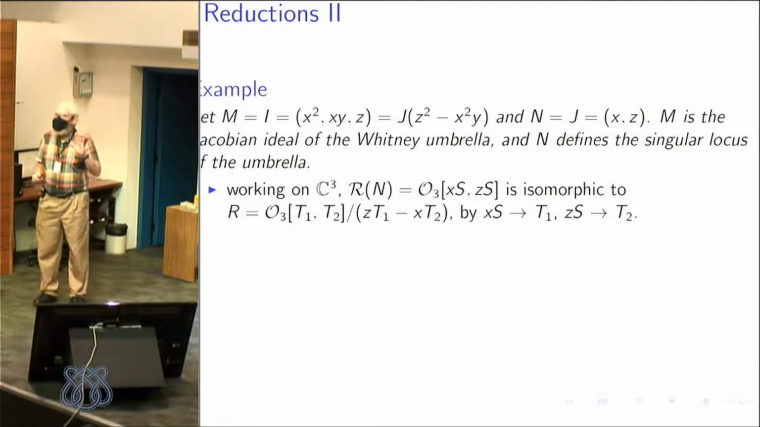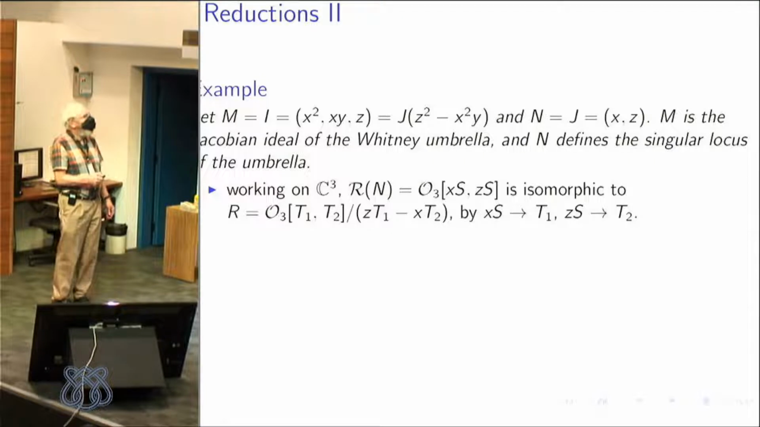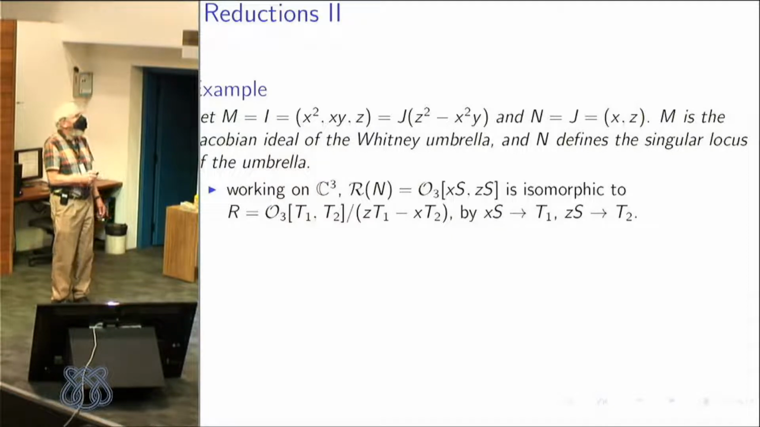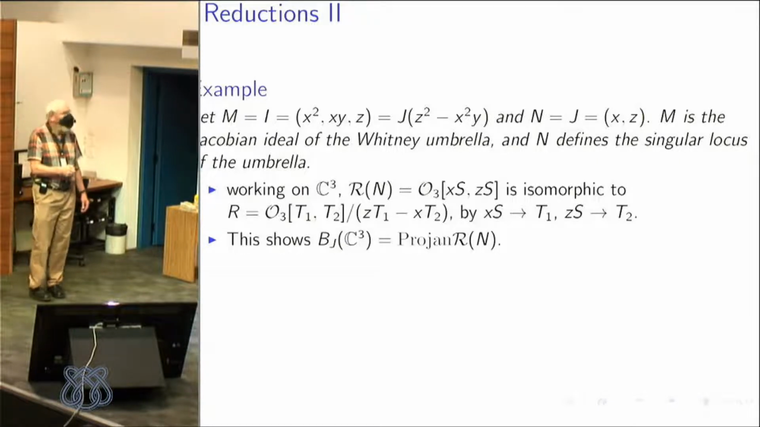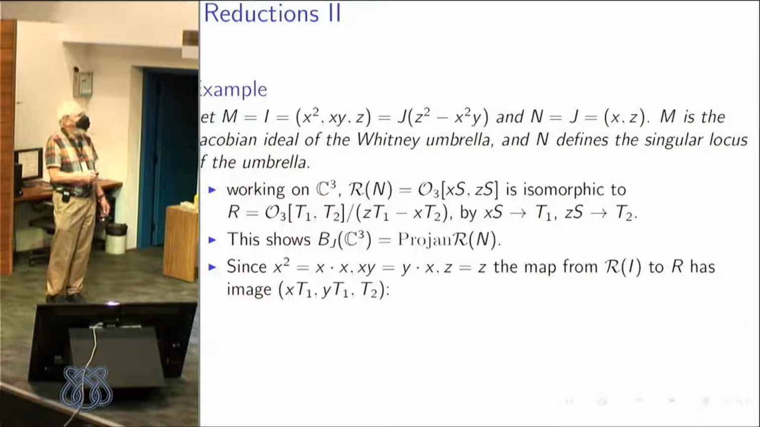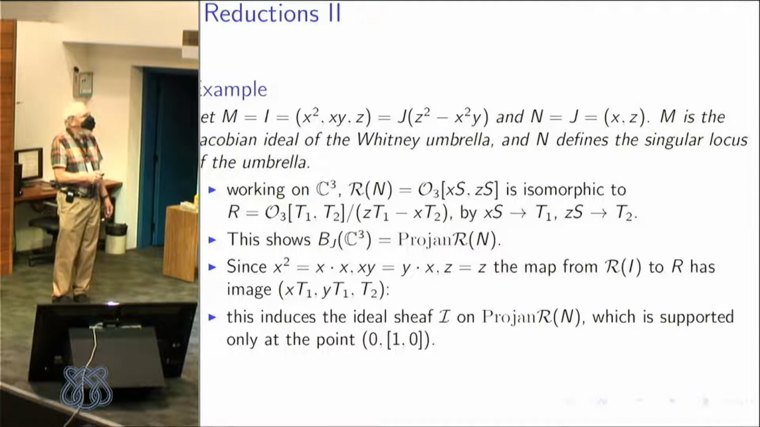Now, what we're interested in doing is looking at what we get for M on this Rees algebra. So the Rees algebra looks like O3 because we're in 3-space, and we have our 2 generators, xs and zs. This is going to be isomorphic to this ring here by this map here, and we recognize that as the blowup of C3 by J. Since x squared is x times x, and xy is y times x, and z is z, the map from the Rees algebra of I to R has image xt1, yt1, and t2. So we've seen that we have stripped out from these coefficients one copy of the ideal of N, or J in this case.